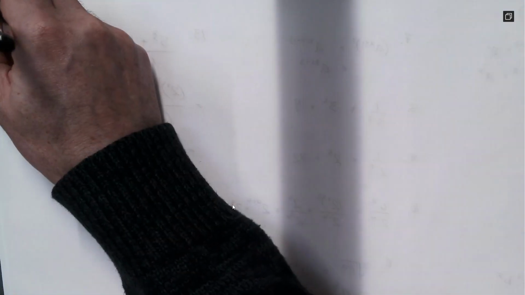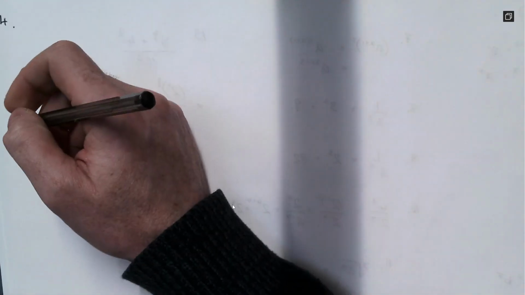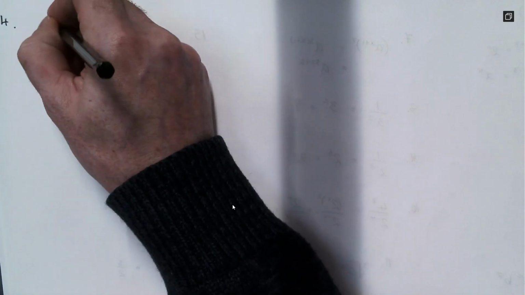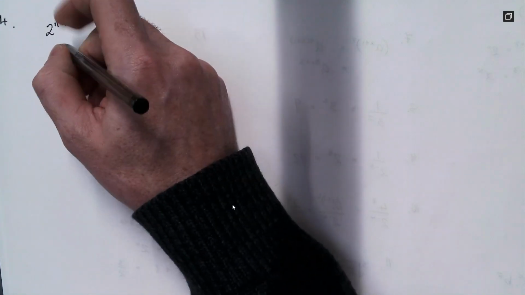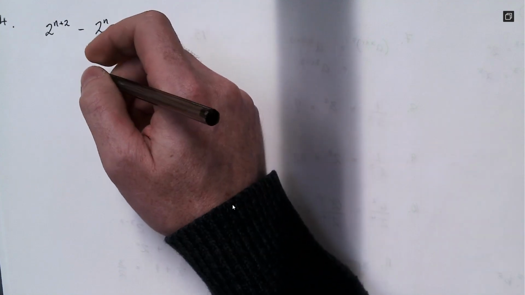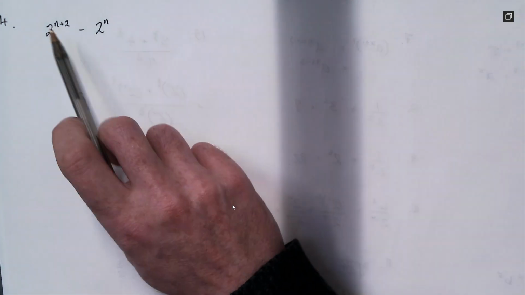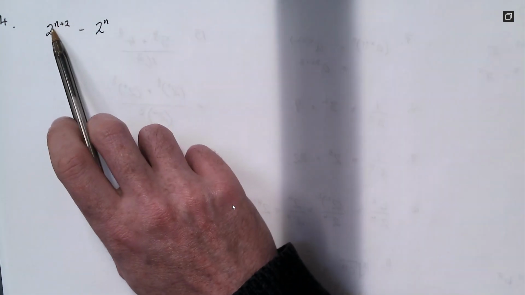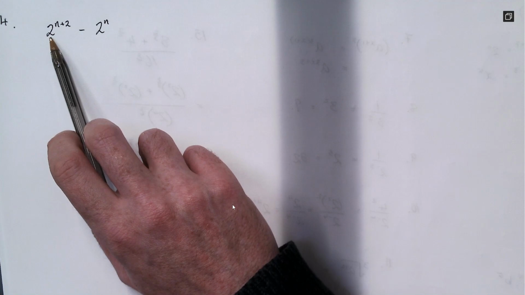Right, so express 2 to the power of n plus 2 minus 2 to the power of n in the form k to the power of 2 to the power of n. So this is the first law but in reverse.